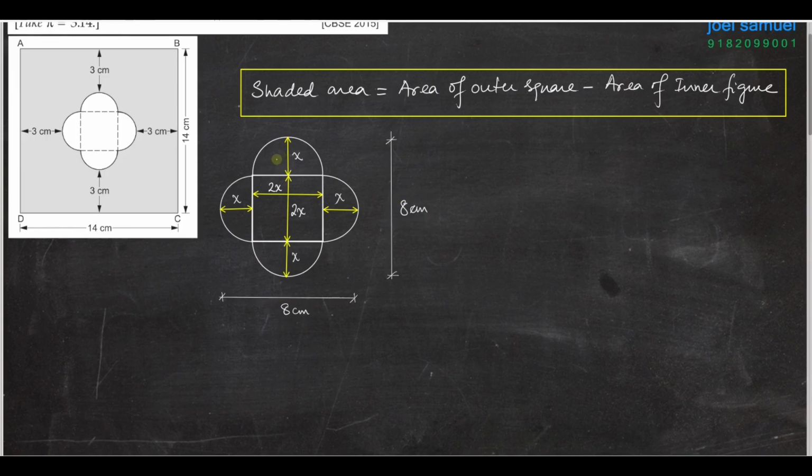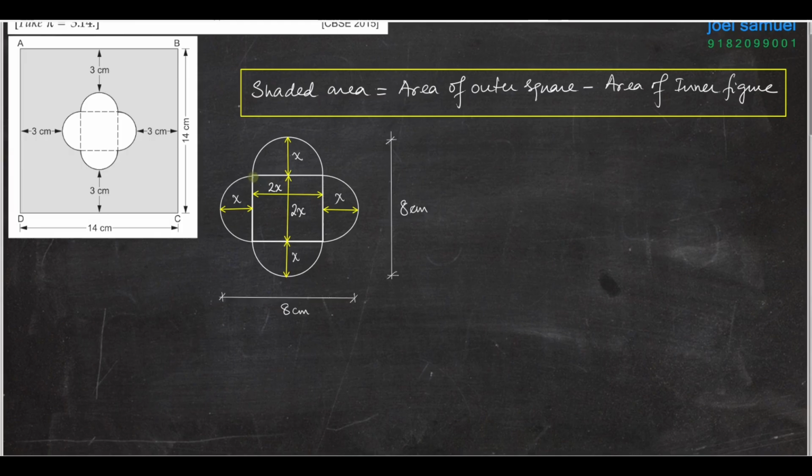Notice that we do not know the dimensions of each of these semicircular regions. The first thing we have to do is assume that all four semicircular regions are congruent to each other, which means their radius is the same. So let us assume the radius of these semicircular regions is x. So all of these dimensions become x.